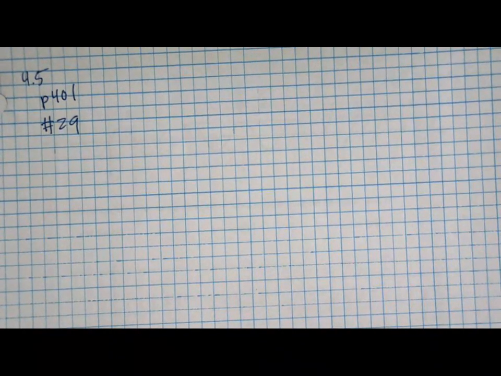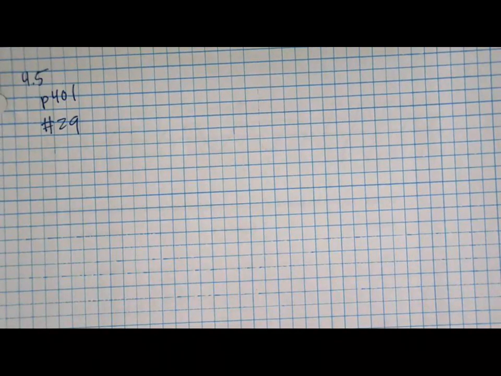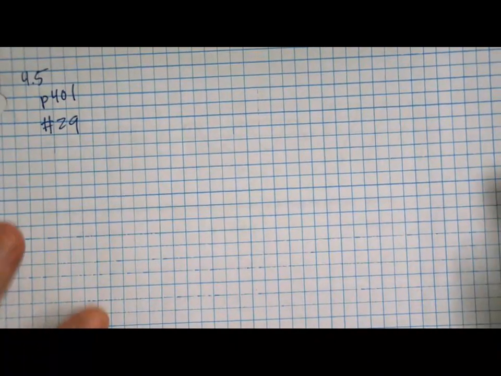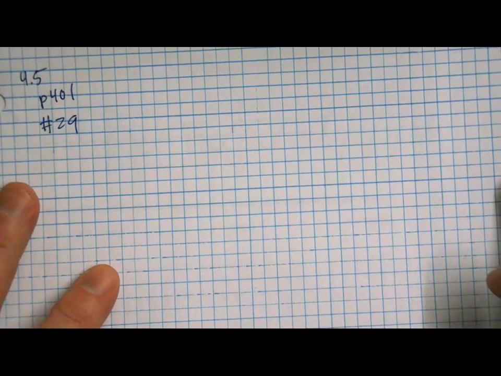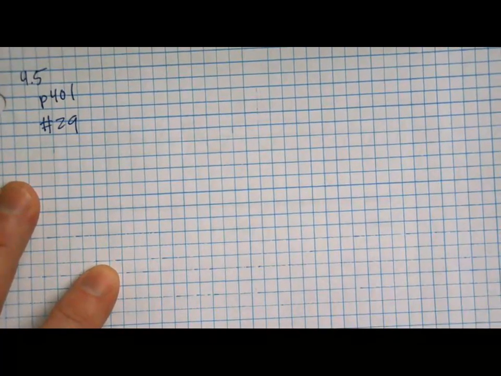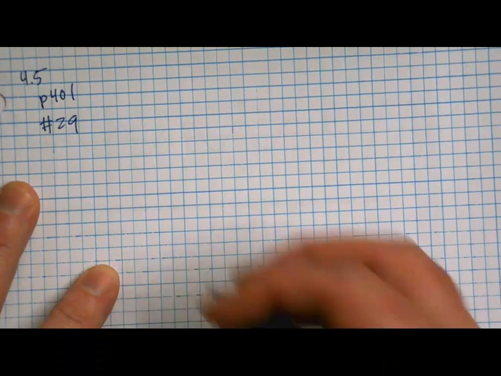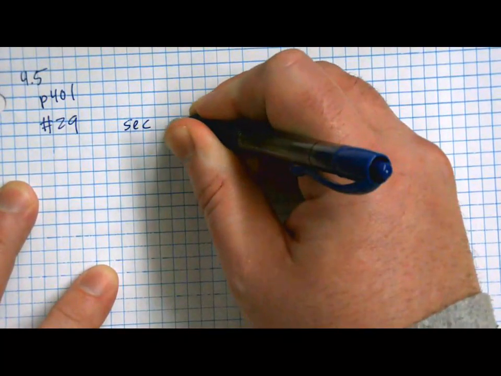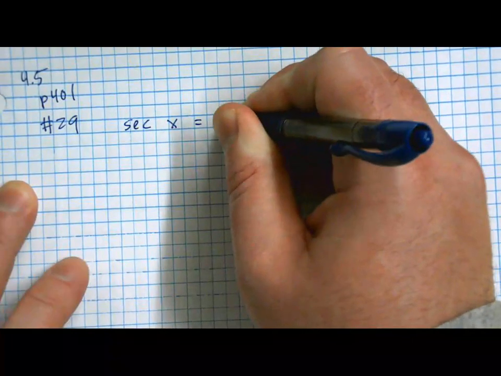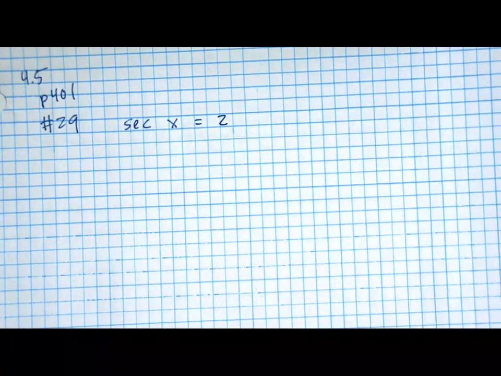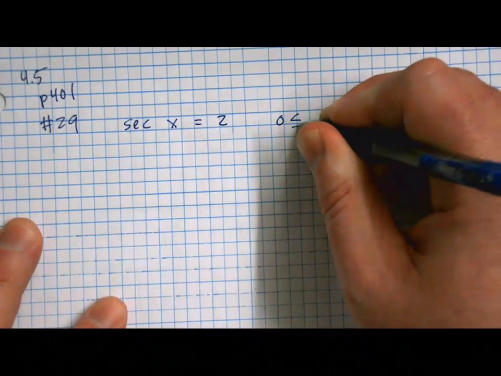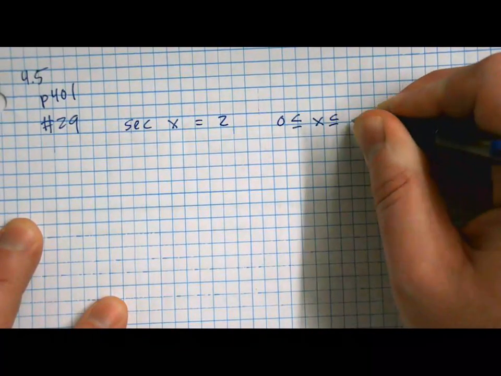All right, this is from the 4.5 assignment. I'll be checking this today. And number 29 says solve for x in the given interval. You should be able to find these numbers without a calculator using reference triangles in the proper quadrant. So number 29 says that the secant of x is equal to 2. And additionally, they want an x value that is between 0 and pi over 2.